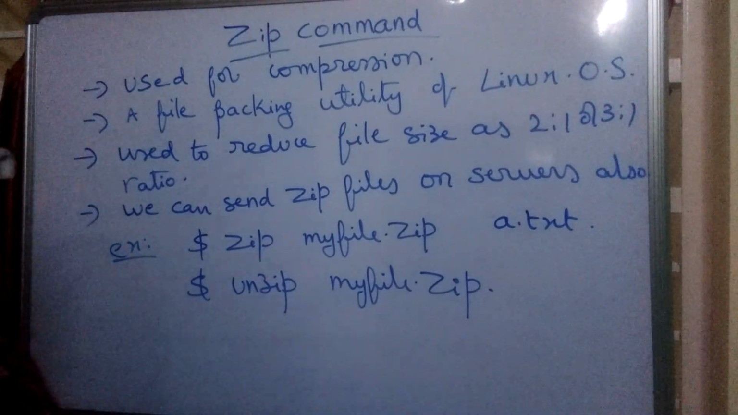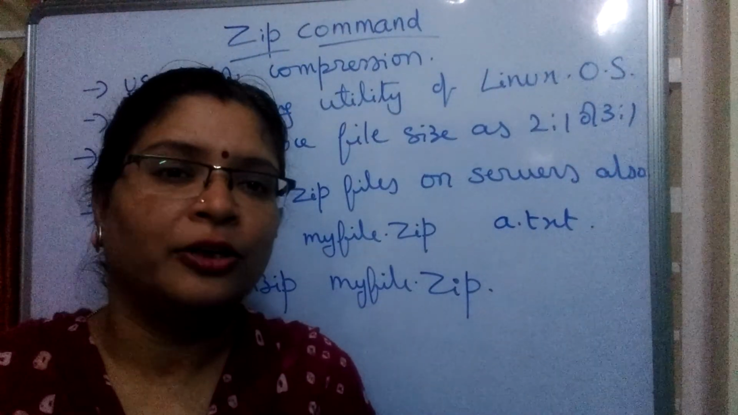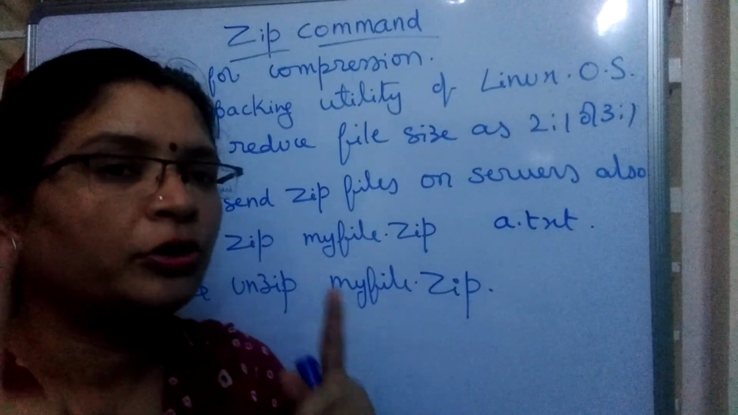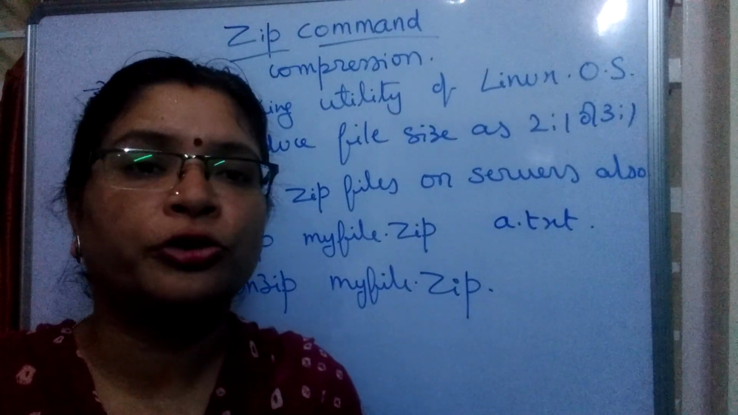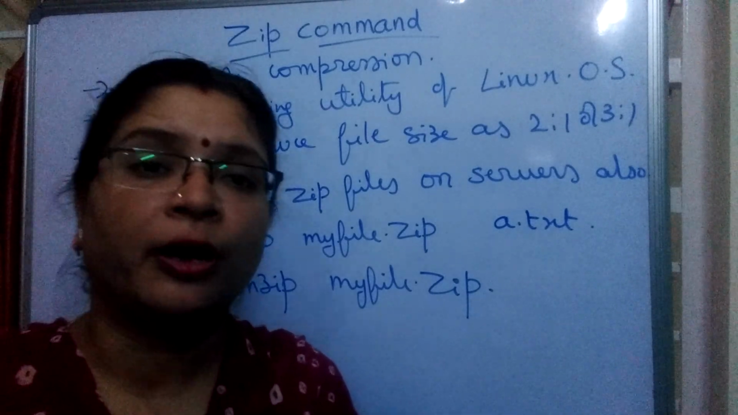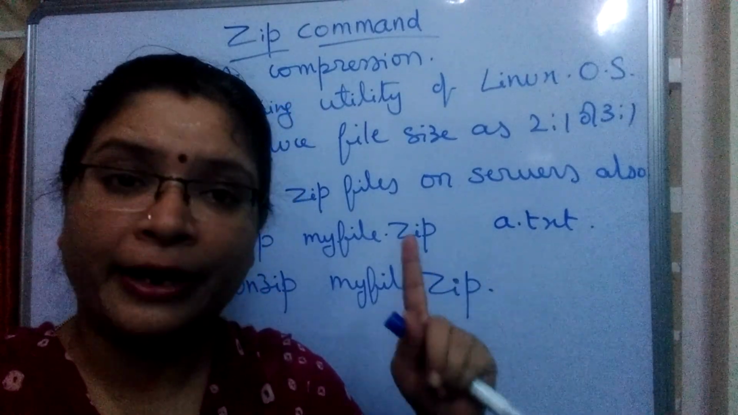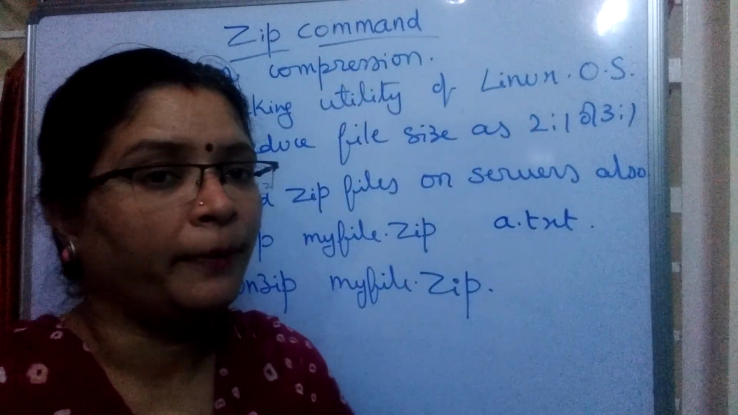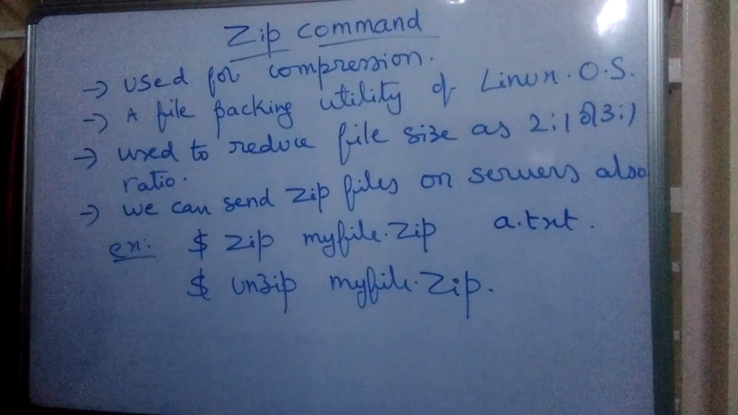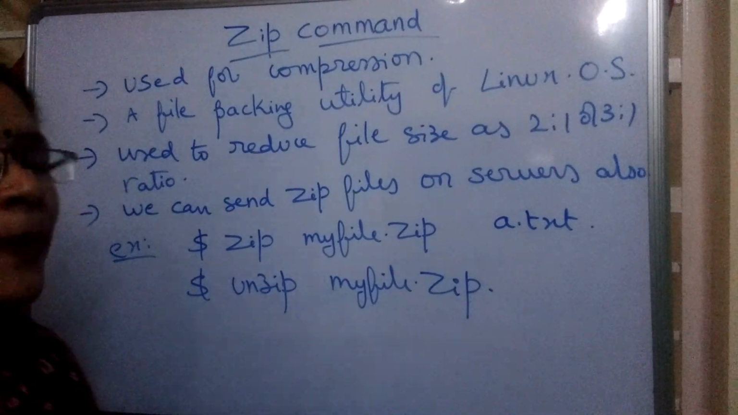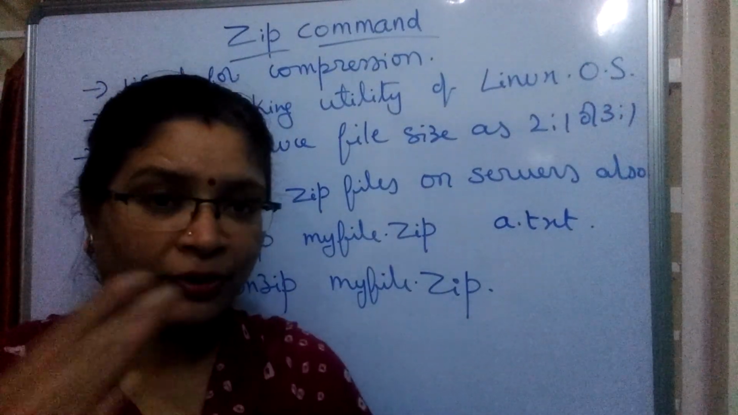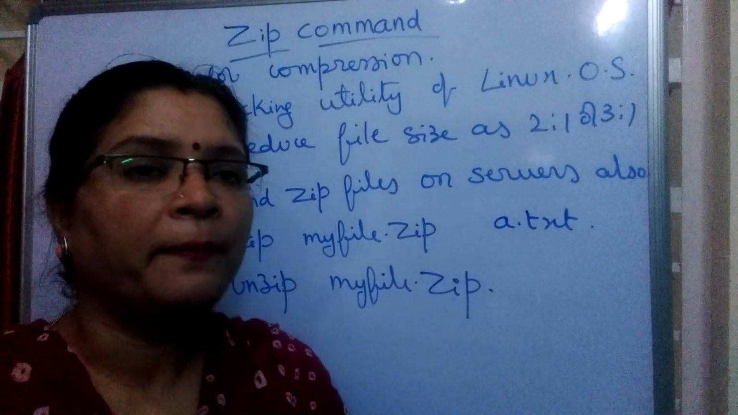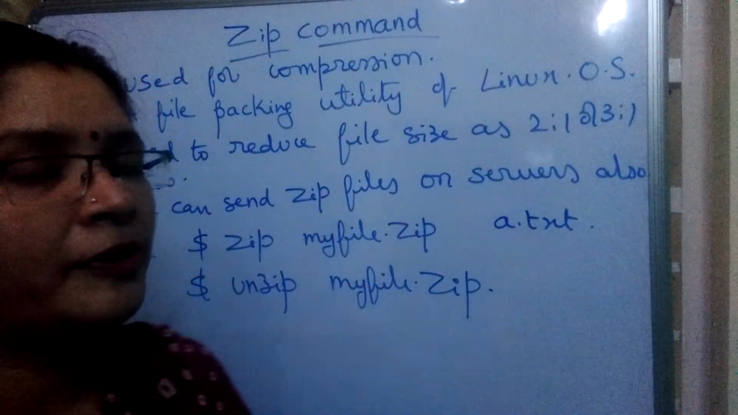Actually, the zip command is used for compression. Compression means reducing the size of that particular file. The only command used to reduce the size of a file, for the compression technique in the Linux operating system, is this zip command. It is the most widely used file packing utility. It is also called the file packing utility. That means we are packing, we are reducing the size. That is the purpose for which it is used.